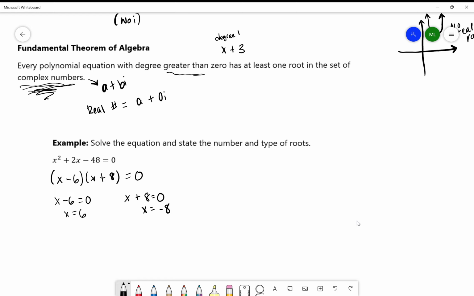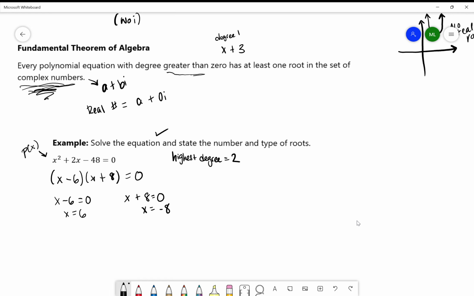Now, it says solve the equation. That was our first step. We did that. And then state the number and type of roots. Look at your polynomial. Here's your polynomial, which is your p of x. What is the highest degree over here? It's the squared right here. That's your highest degree. So the highest degree in here for this polynomial is 2. So this is a polynomial of degree 2. And by the fundamental theorem of algebra, I have to have at least one root in the set of complex numbers.